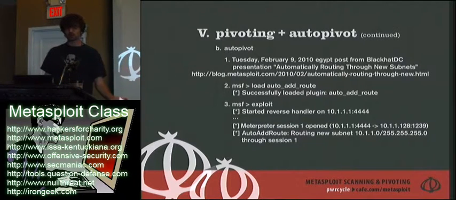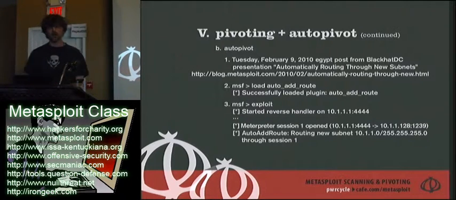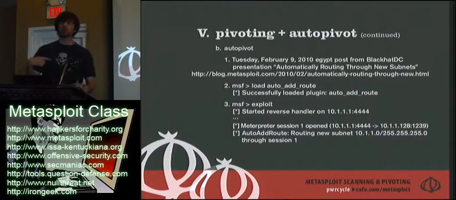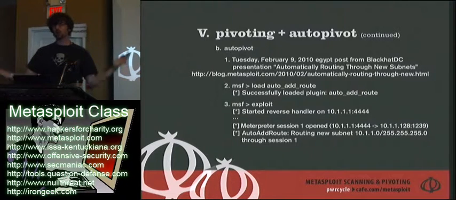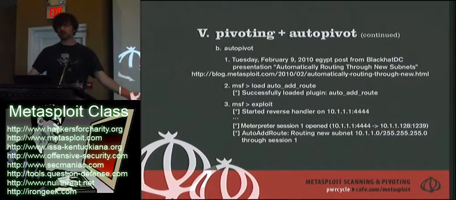So he created a script called auto add route, which you can just add with load auto route, so that when you pop a box, it will automatically add that route to Metasploit. So if you have 25 machines on 25 different IP addresses, then you could cycle through all of them.